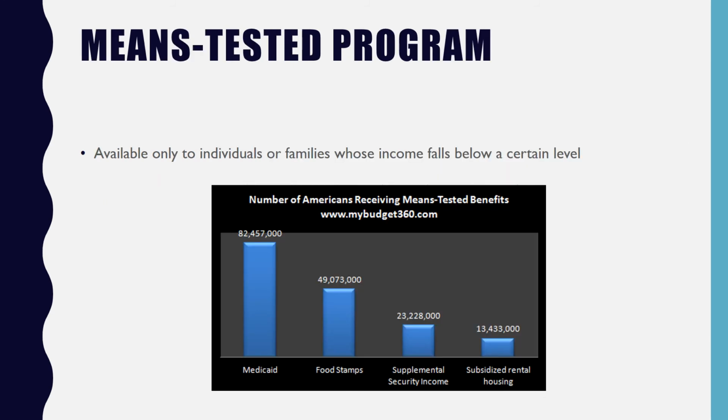Well, some of them are known as means-tested programs. Means-tested programs are available only to individuals or families whose income falls below a certain level. So in other words, you have to qualify, and the way you qualify is by having low income. So Medicaid, food stamps, SSI, supplemental security income, and Section 8 or subsidized housing, these are all means-tested programs, so you only get it if you qualify because of low income.